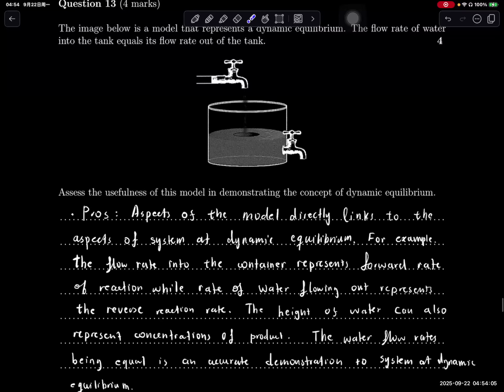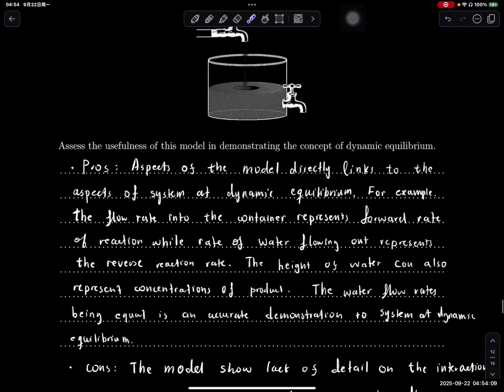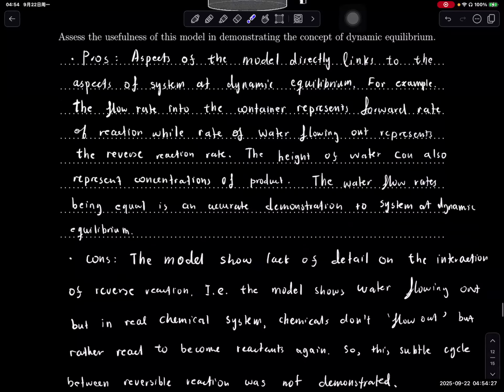Okay. So the height of the water, if I start reading here, the height of the water can also represent the concentration of the product. Yeah. So the water flow rate being equal is an accurate demonstration for the system dynamic equilibrium. So this is why this model is good. And then I talk about why this model is bad.